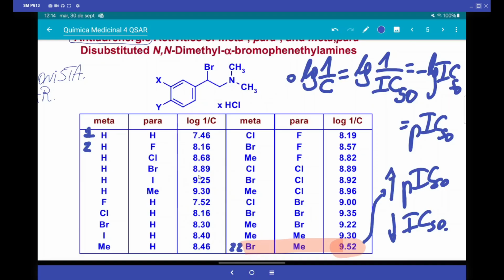You have to always review things many times, and then note this. We are saying that 9.52 is the best, that is, according to this table, the best substitution is a meta-bromo and a para-methyl. But the question is, will that be the best possible combination? If the researchers had made all the possible combinations of fluoro, chloro, bromo, iodo, methyl, and dimethyl in meta and para, the answer is no, because there are only 22, so they did not do all the possible combinations because it is very expensive.